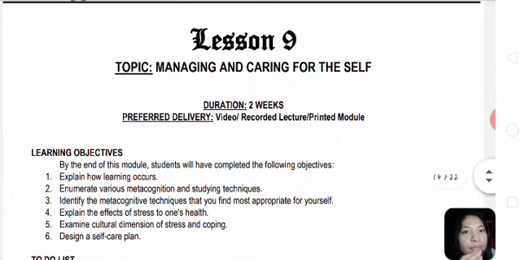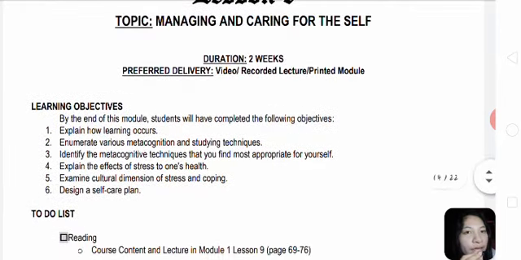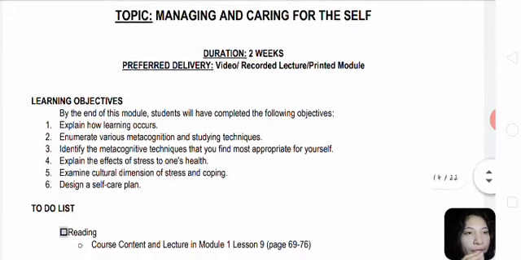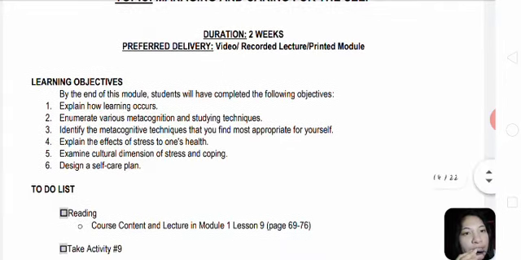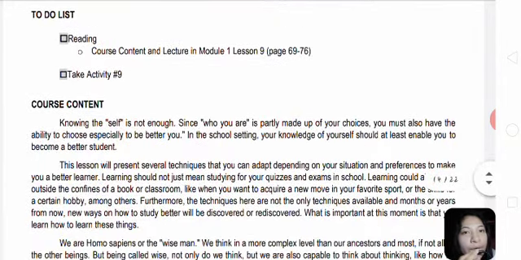Learning objectives. By the end of this module, students will have completed the following objectives. 1. Explain how learning occurs, enumerate various metacognition and studying techniques, identify the metacognitive techniques that you find most appropriate for yourself, explain the effects of stress to one's health, examine cultural dimension of stress and coping, and lastly design a self-care plan. Course content.